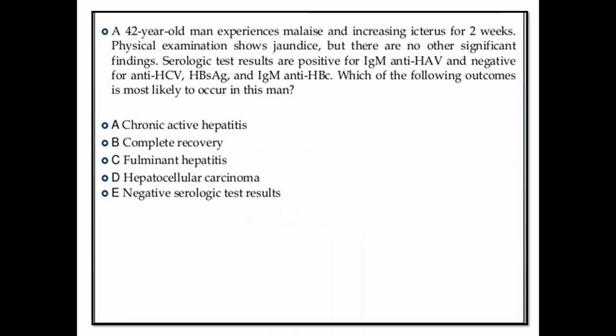A 42-year-old man experiences malaise, increasing icterus for 2 weeks. Physical examination shows jaundice, and there are no other significant findings. Serologic test results are positive for IgM anti-HAV, hepatitis A virus, and negative for anti-HCV, HBs antigen, and IgM anti-HBc. Which of the following outcomes is most likely to occur in this man? It's very difficult. I mean, this may not be taken for their summative exams. Definitely, we'll use it in the classroom.